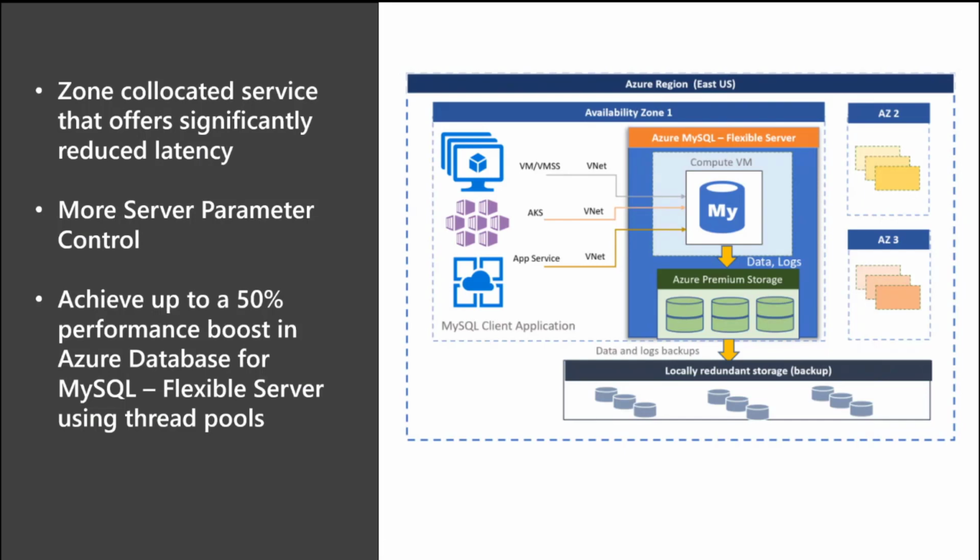Now, here in this diagram, on the left-hand side, we have 3 deployment options, which you can use to deploy your application. We have VM, which is an IaaS option, and then you have AKS, Azure Kubernetes Service, and App Service. Both are PaaS options. You can use either of those options to deploy your application. And in the middle, we have a flexible server instance, where you have the compute to host your database instance.